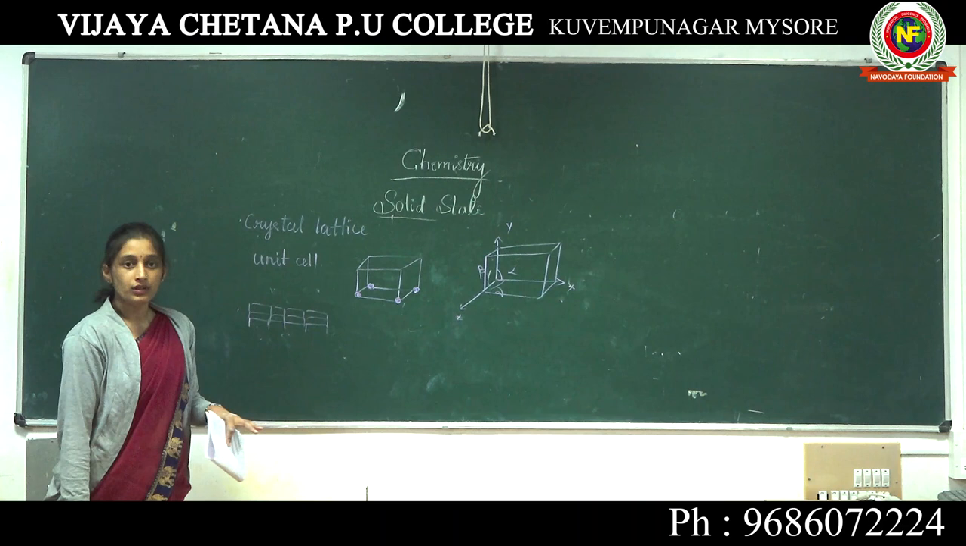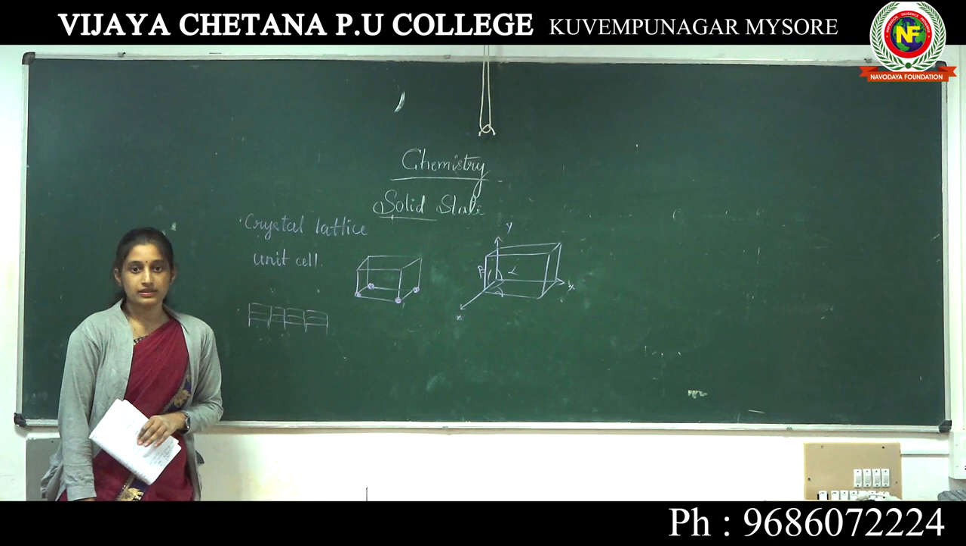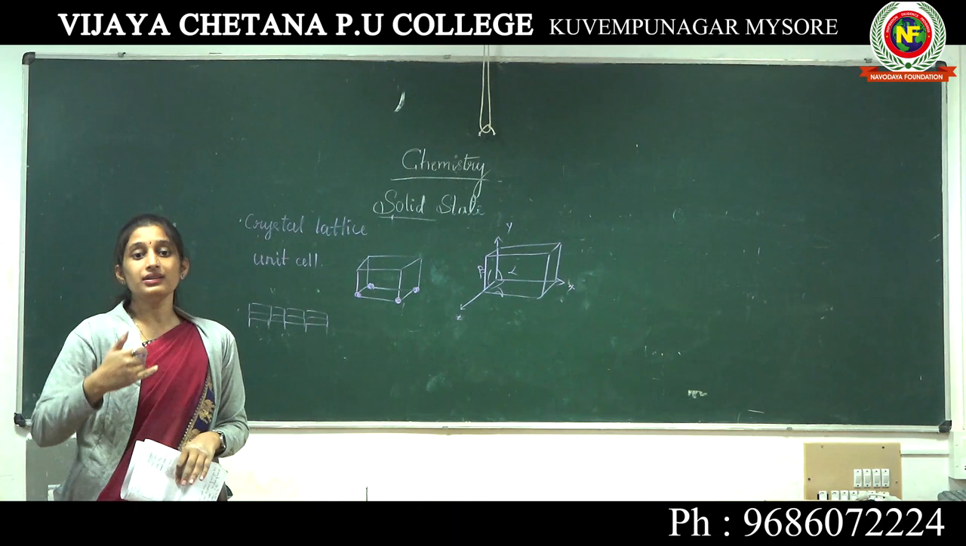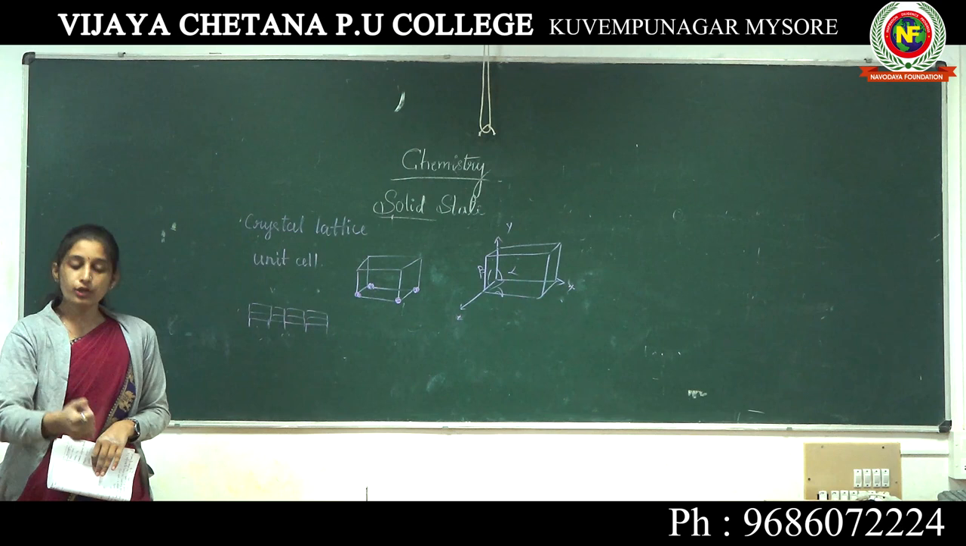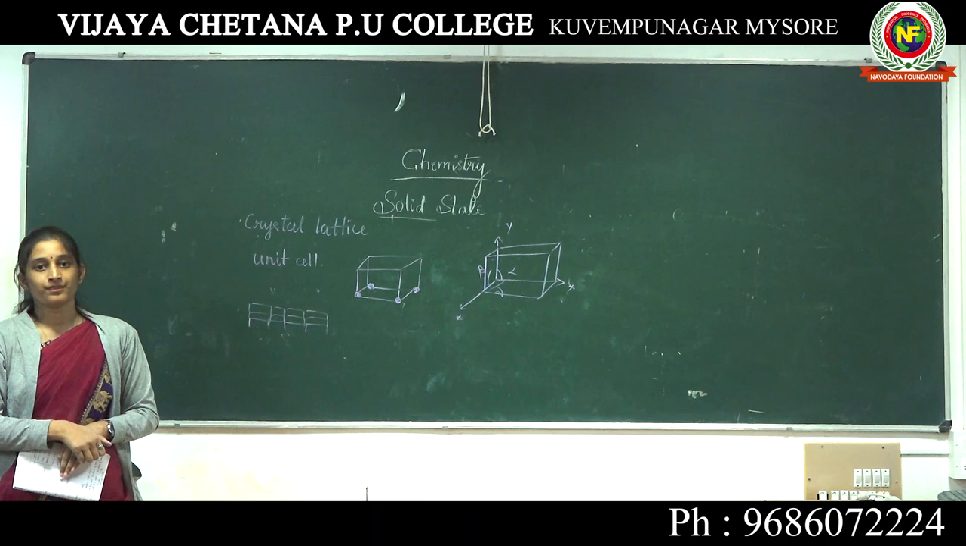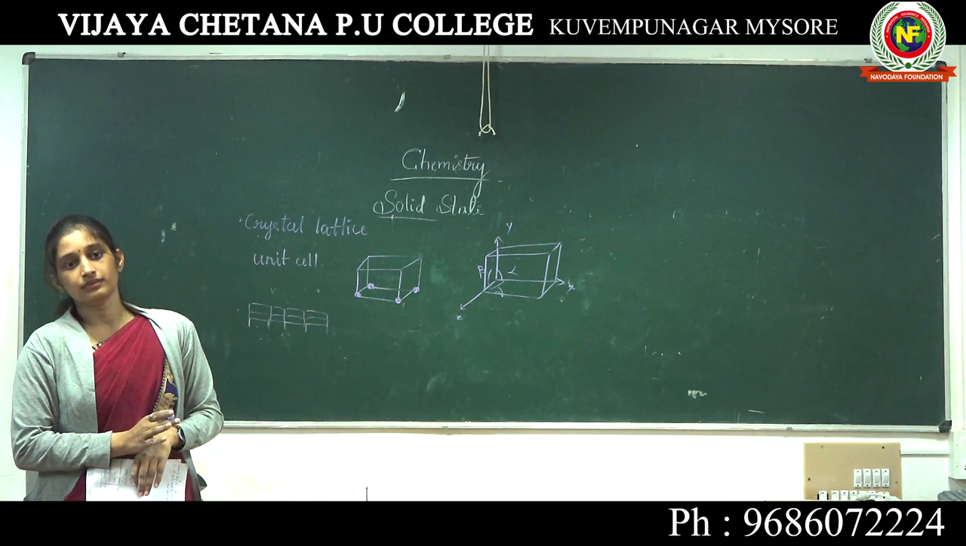Now, a total of 7 types of crystal lattice are there. Who gave this lattice? Bravais. Bravais is the person who especially gave the 7 types of crystal. Throughout the world, wherever you go, whatever solid you get, it should belong to one of the 7 types.